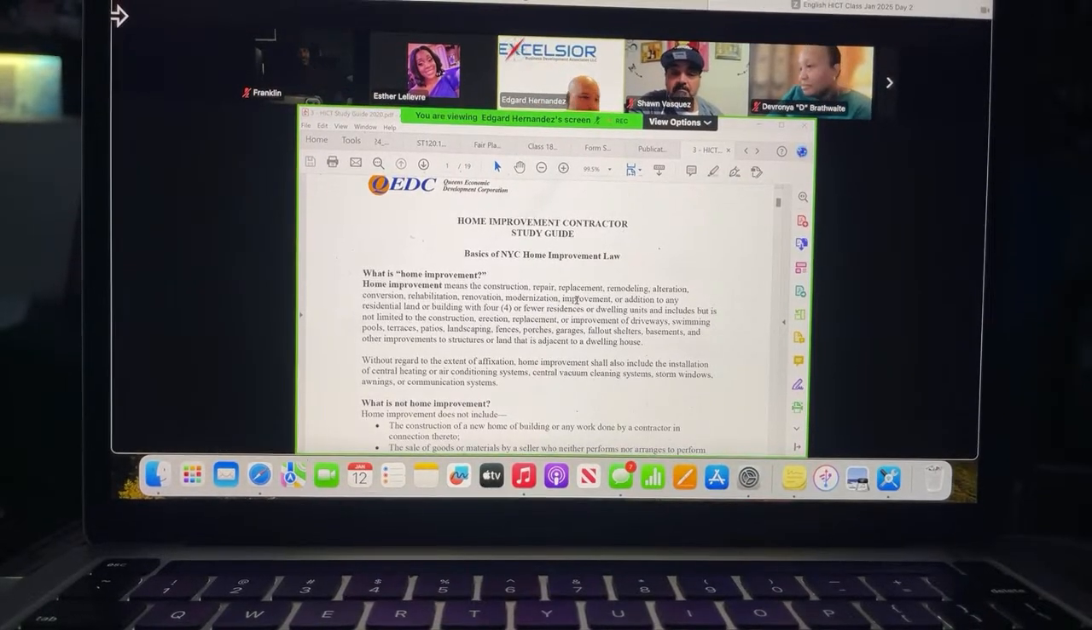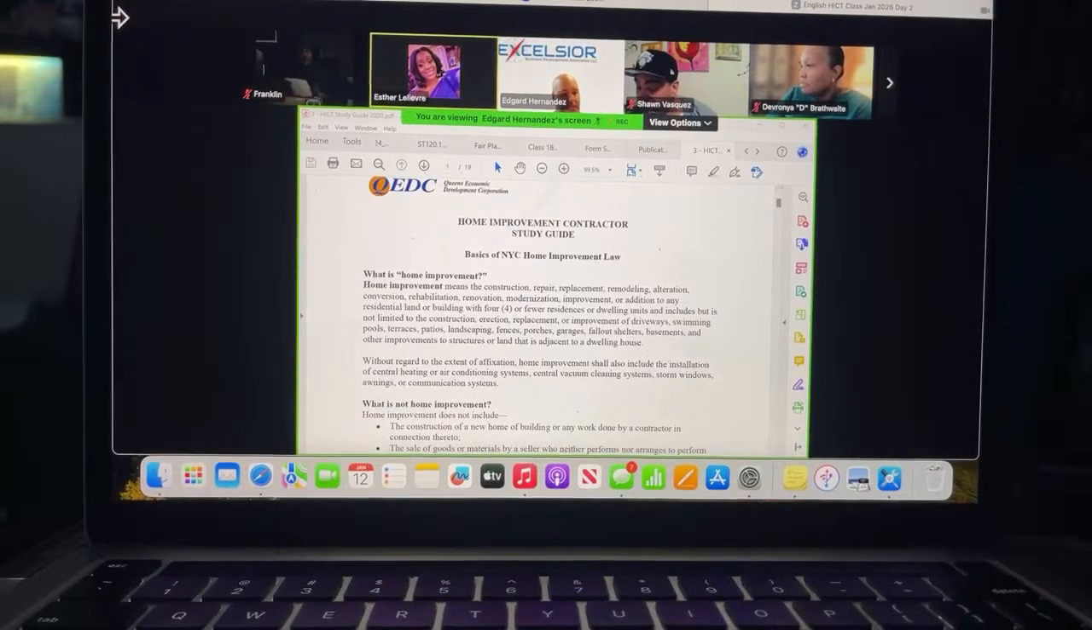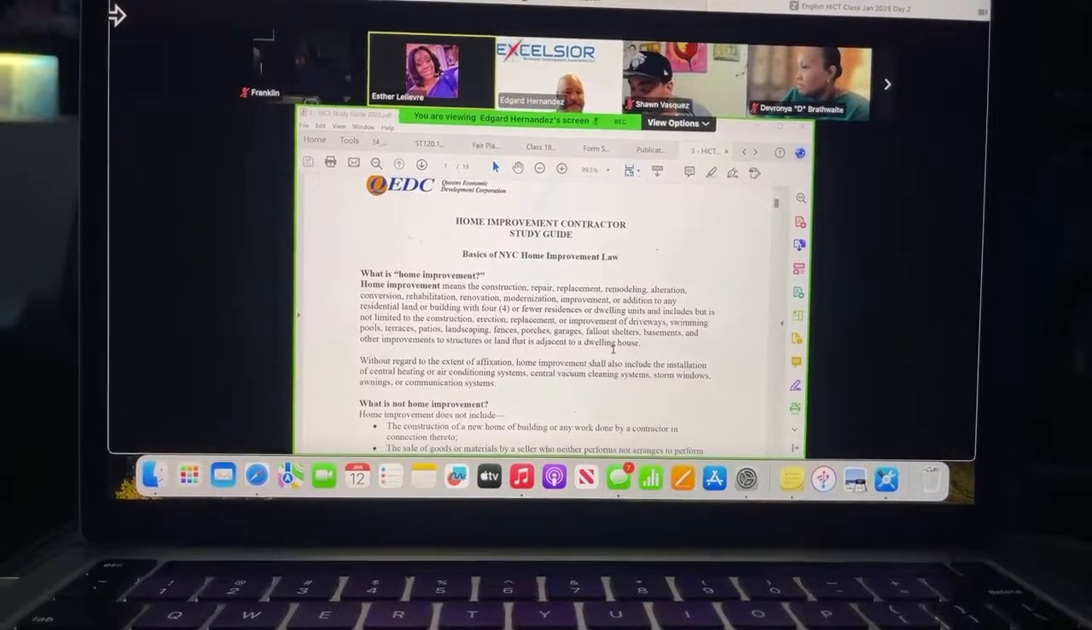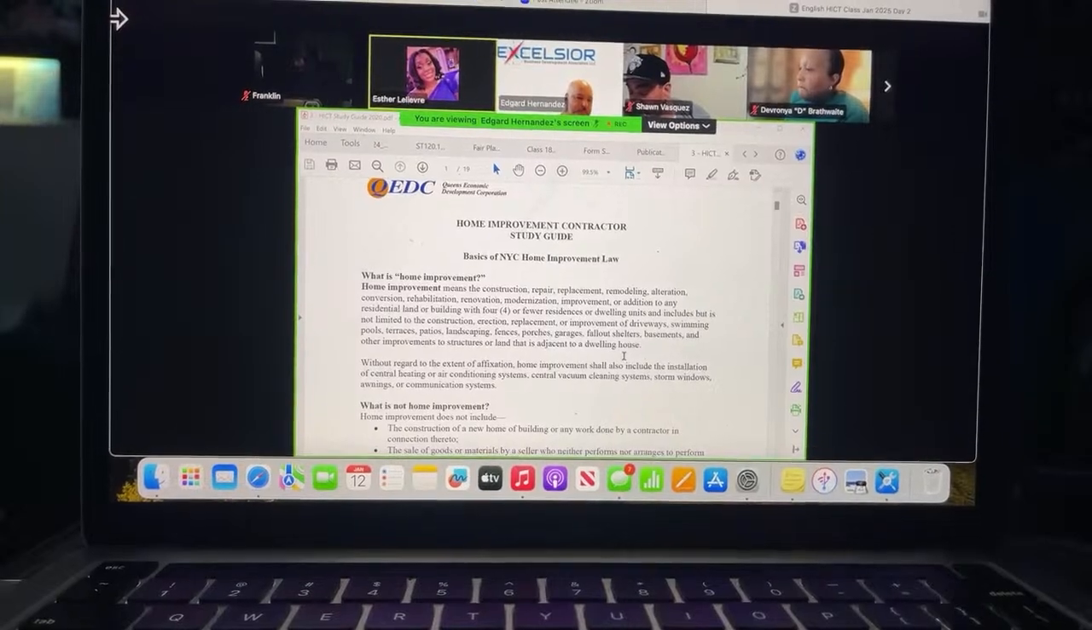Let's do this. What is home improvement? Home improvement means construction, repair, replacement, remodeling, alteration, conversion, rehabilitation, renovation, modernization, improvement, or any addition to any residential land or building with four or fewer residences or dwelling units. It includes, but is not limited to, construction, replacement, and improvement of driveway, swimming pool, terrace, patios, landscaping, fencing, porches, garage, fallout shelter, basement, and other improvements to structures or lands that are adjacent to a dwelling house without regard to extended vacation. Home improvement shall be included in installation of central heating, air conditioning system, central vacuum cleaning system, storm windows, awnings, and communication systems.